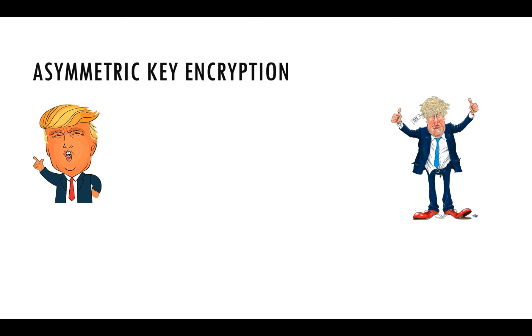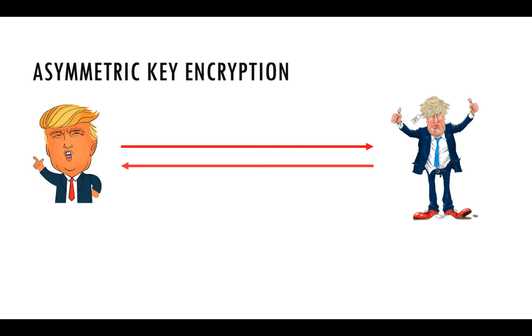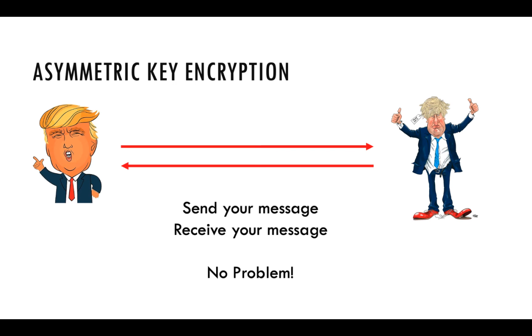Now, if they were to have a conversation, Donald Trump would be able just to speak directly to Boris Johnson, send him a letter or an email or something like that, and Boris Johnson could reply back to Donald Trump. No problems there. If we lived in a world like this, we wouldn't need any encryption at all if everybody was honest. However, there are people out there that are there to cause us harm.